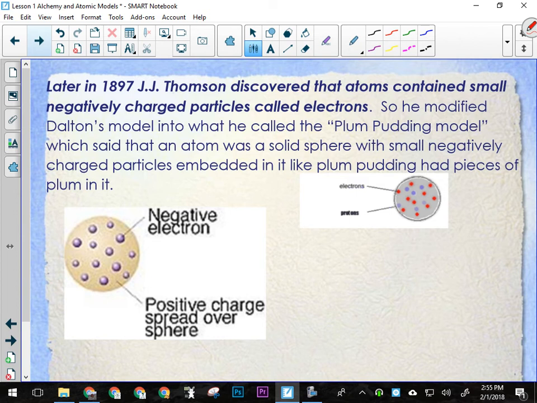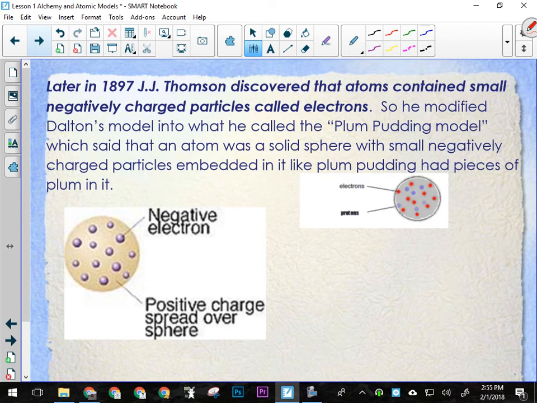So he said, maybe the solid sphere model isn't right. Maybe it's like a solid sphere, but there are these negative things stuck on the outside of it. And in chemical reactions, sometimes they get shaken loose. And if they get shaken loose, then they can flow through a wire and be an electric current. So since they make electricity, we're going to call them electrons, and they're negatively charged.